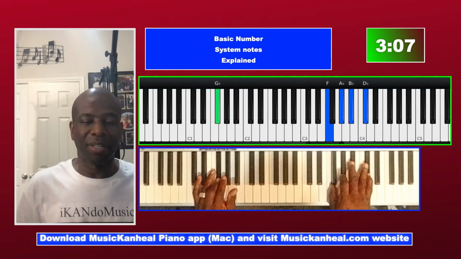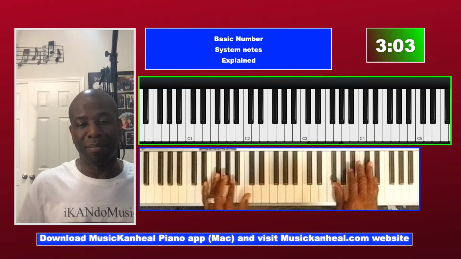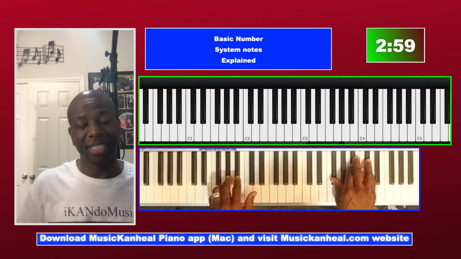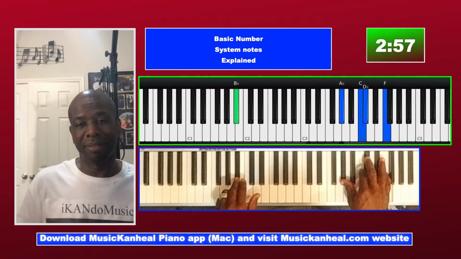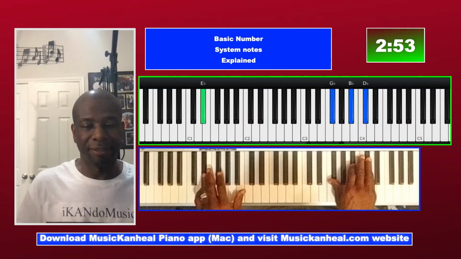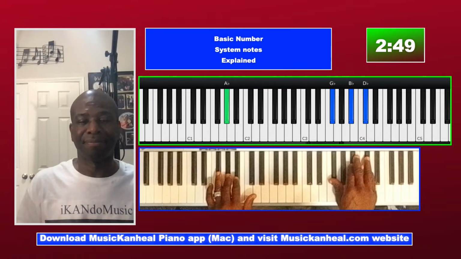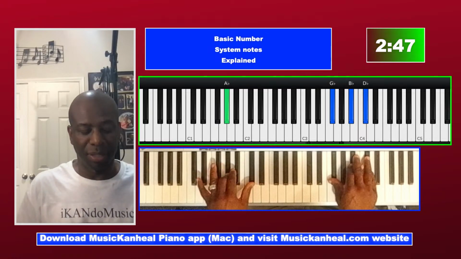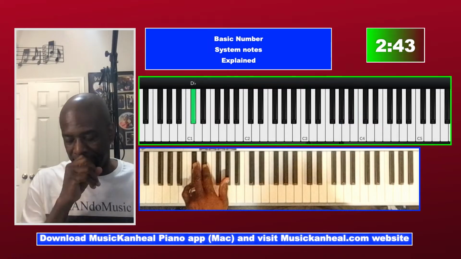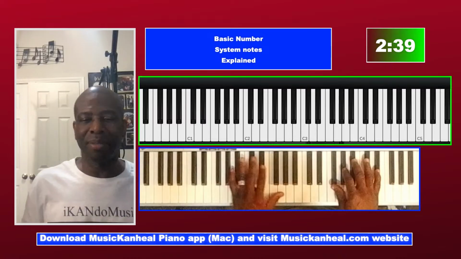So I'm on the 4 chord in my right hand. So now I'm going to play the 5 chord of the number system. Now I'm going to the 6th chord of the number system. Now I'm going to the 2 chord, back up to the 5, home to the 1.